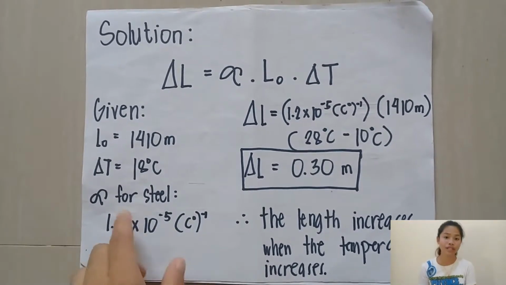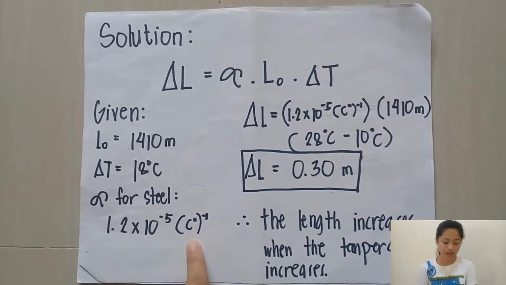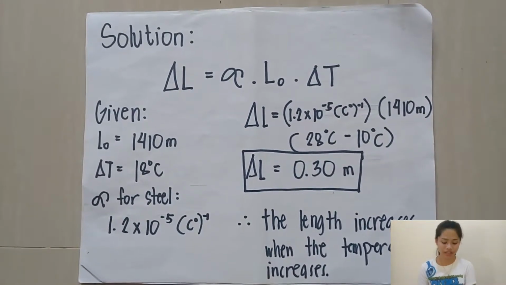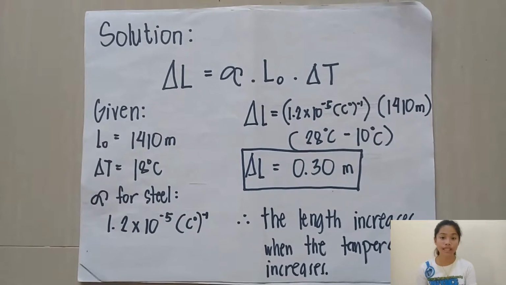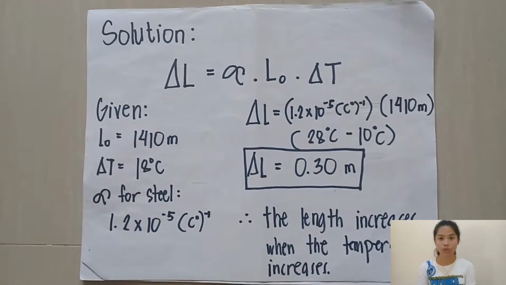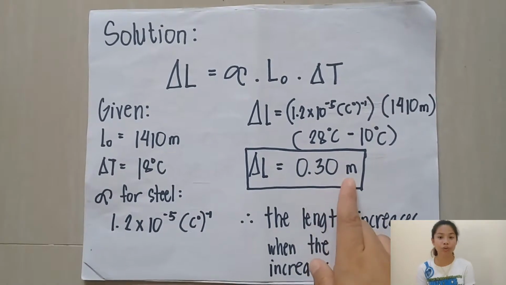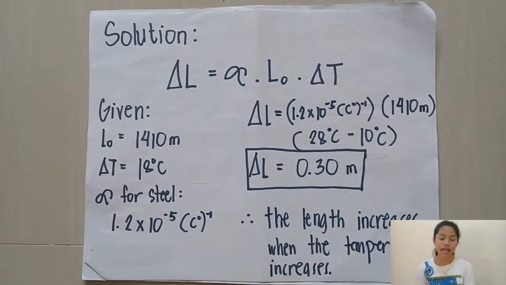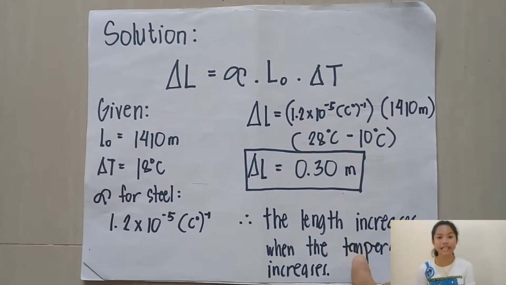Then the alpha for steel is 1.2 times 10 to the power of negative 5 Celsius degree inverse. So, input all the given values and then we will come up to the change in length, which is 0.30 meter. So, therefore, the length increases when the temperature increases.